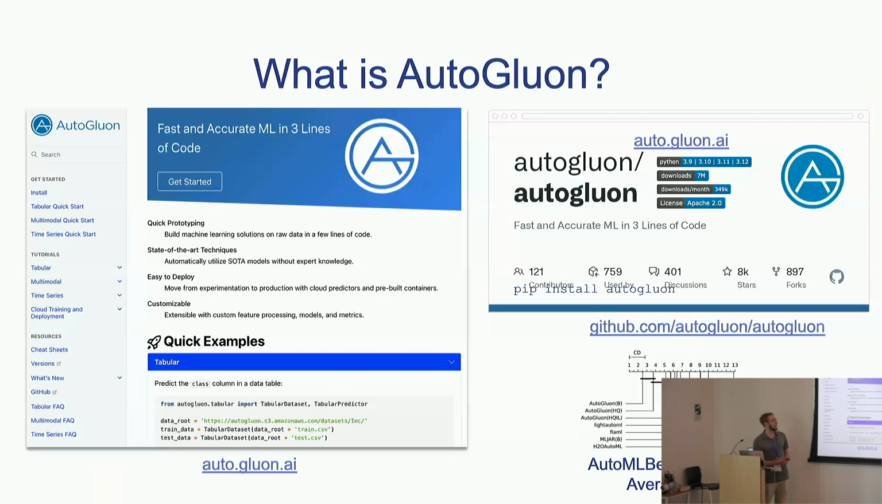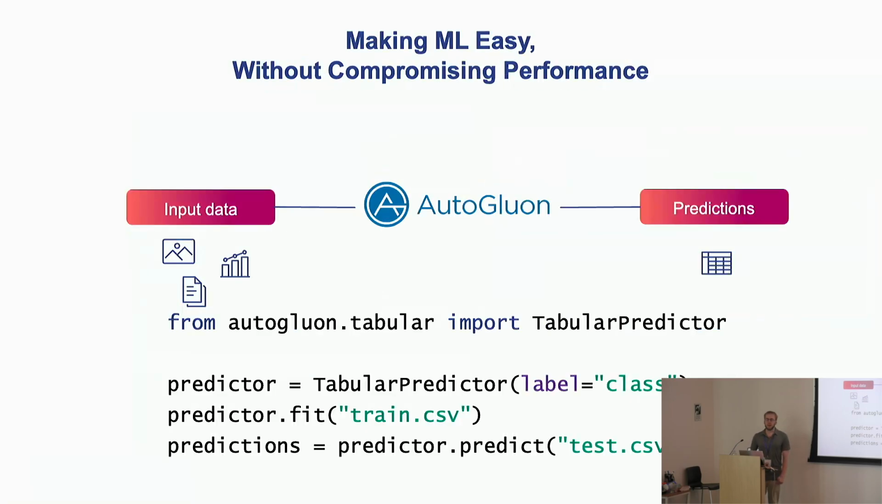So AutoGluon today is a Python package you can install via pip. It's fully open source, and it is the current state of the art for AutoML systems, as recently as, say, the AutoML benchmark 2025, where we are statistically significantly outperforming the other AutoML systems. And it's all in just 3 lines of code.